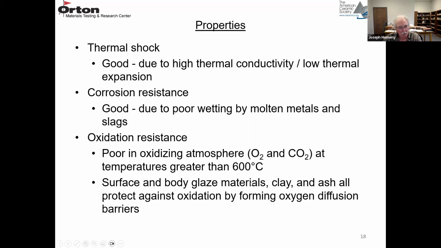And when we talk about a carbon matrix in a composite material, there's a variety of ways to protect the carbon from oxidizing. So we'll talk about that next week.